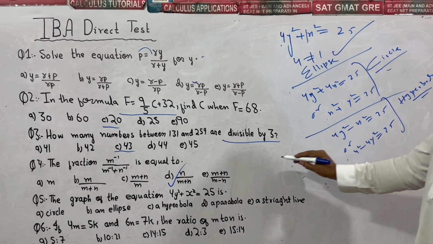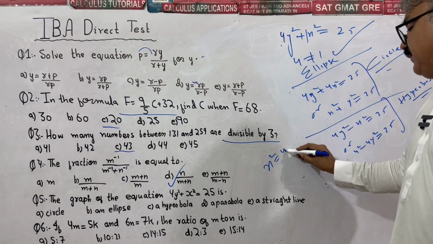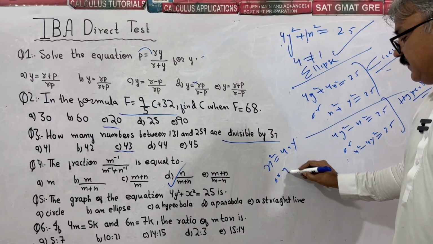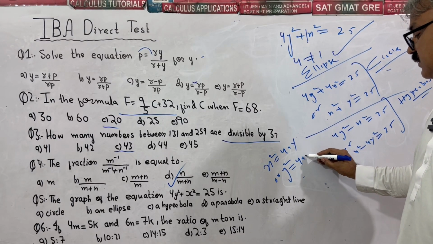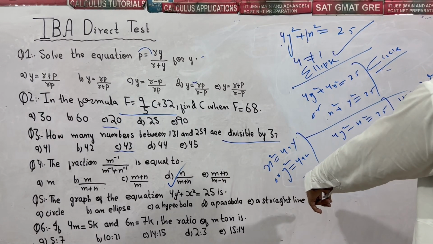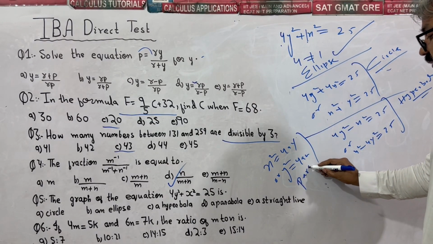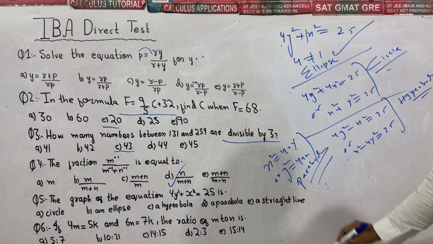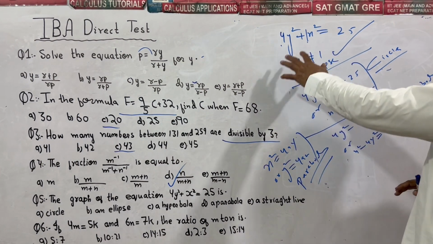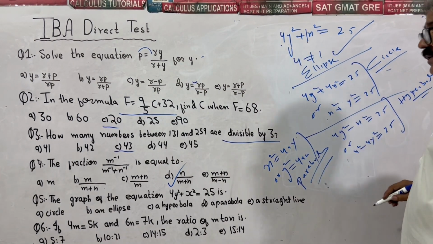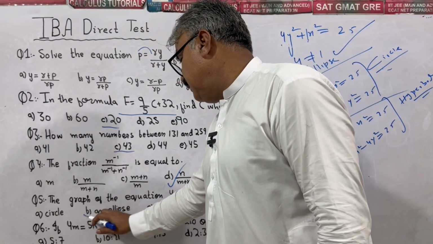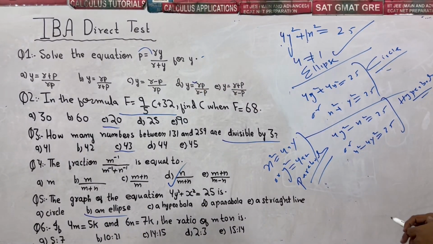If either x or y has a square, like x square is equal to 4y or y square is equal to 4x, it represents a parabola. So in our case, x square and y square are both positive and the coefficients are different, so it's the equation of an ellipse.